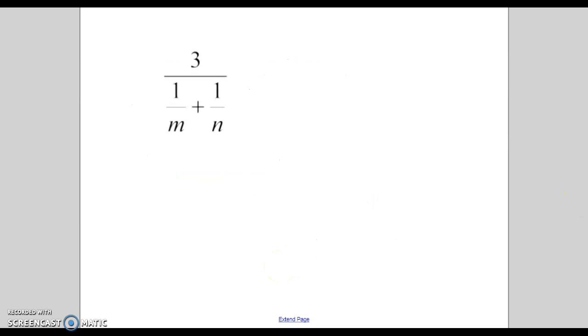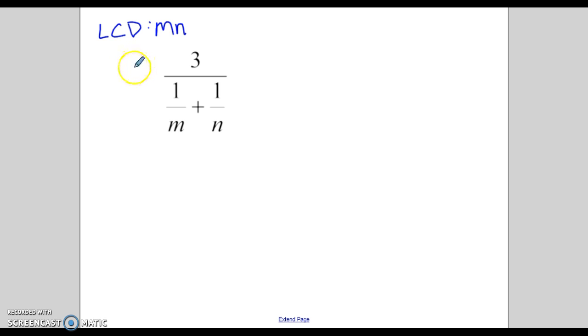So here's our first example. You can see here we have a fraction and it has fractions in it, and this is not considered simplified. So first thing that we're going to do is identify the least common denominator of this fraction by looking at the little fractions inside the big fraction. I'm going to use these denominators to identify the LCD. So it needs a factor of m and it needs a factor of n. So there's my LCD.